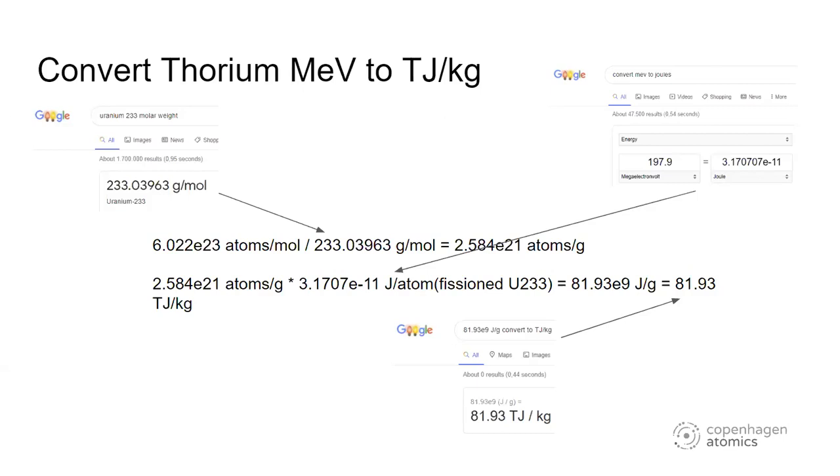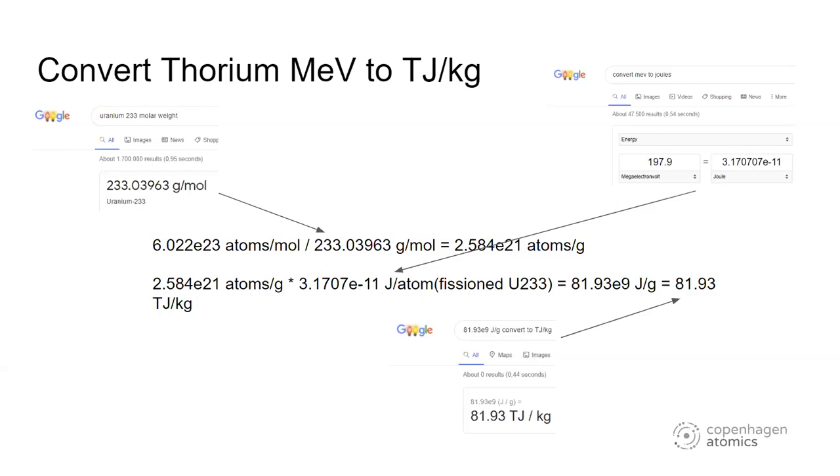And then now, in the first line of the calculation down there, we just have to multiply the Avogadro's number, which is the number of atoms per mole, by the molar mass of uranium-233, and then we get the number of atoms per gram of material, and that is 2.584 e to the 21st. So lots and lots of atoms in 1 gram.